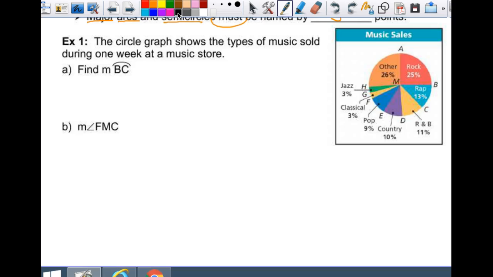And I'm looking first for the measure of arc BC. So let's find that. Here's arc BC. And I know that the measure of that arc is the same as the measure of this central angle. So if I could figure one of them out, I know the other one. So that's 13%. That 13% is 13% out of what? 100. So it's 13 out of 100.